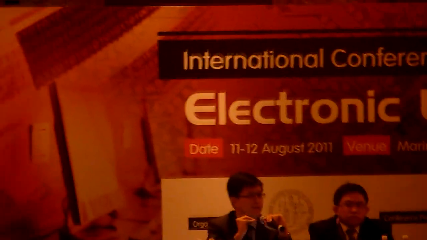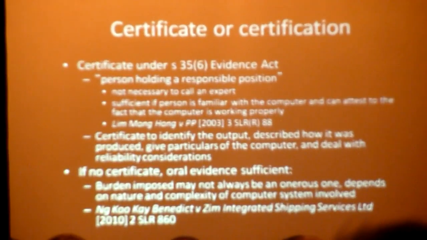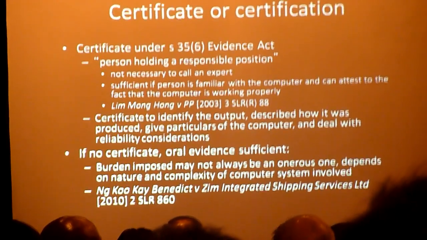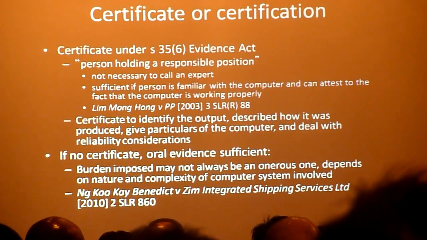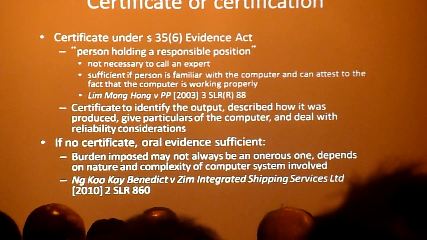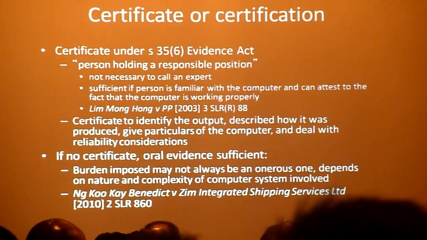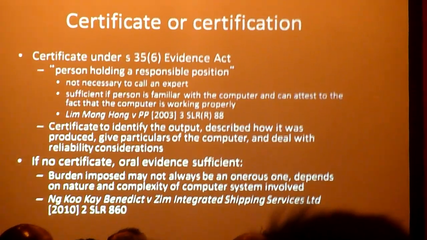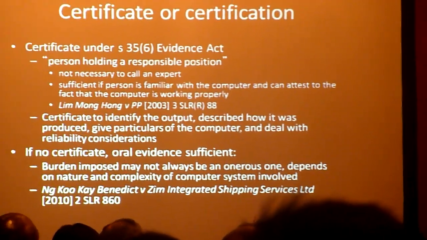So the question now, which we will come back to later, is that if it is so easily met, does it diminish the requirements of proof of reliability? Right? Classic example is if we were to use a typewriter to type a letter, you call the author to adduce the evidence of the letter. If I use a word processor, a computer, to type a letter, technically I need to call the author, and I also need to produce a Section 35 certificate.